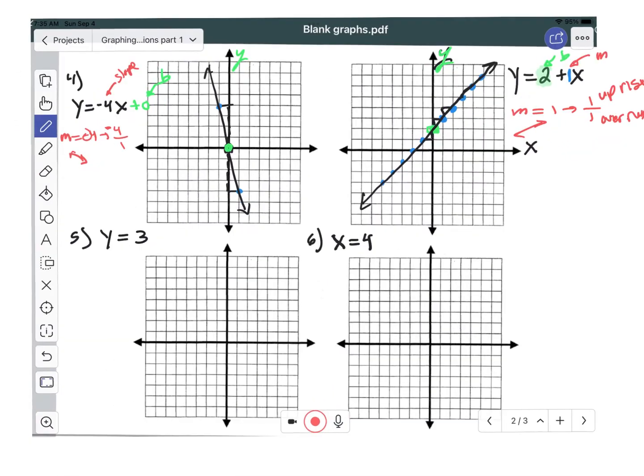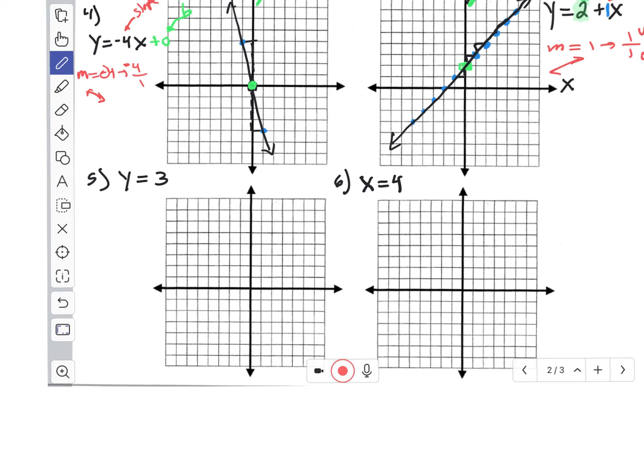Let's look at these two problems. These two problems are different. Notice this just says y equals a number, and this one is x equals a number. When you have y equals a number, if we look at it from a t-table perspective, that means the y value is always going to be 3. Here you have where it just says x equals 4. That means the x value is always, always, always 4.